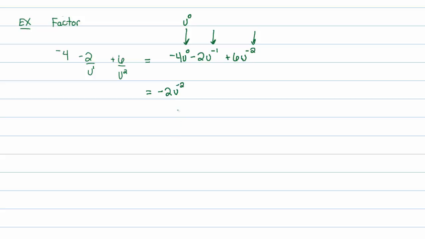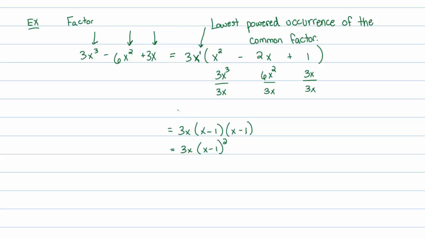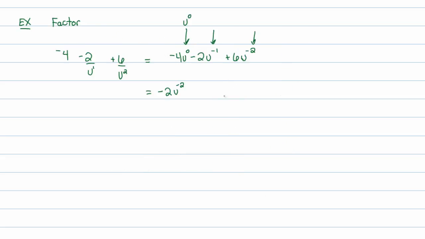Remember, going back 2 examples ago, we said we would take off the lowest powered occurrence here of x, and that would happen to be x to the first. In this example, we kind of threw in there the u to the 0th so that they all had u in common, and then the lowest powered occurrence is u to the negative 2.